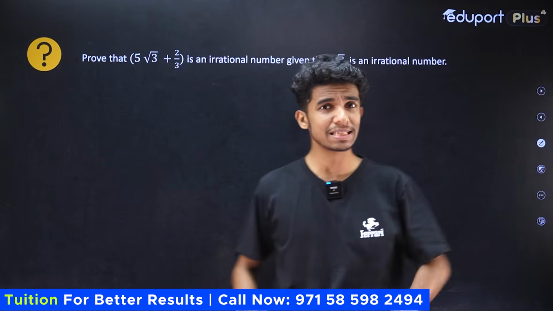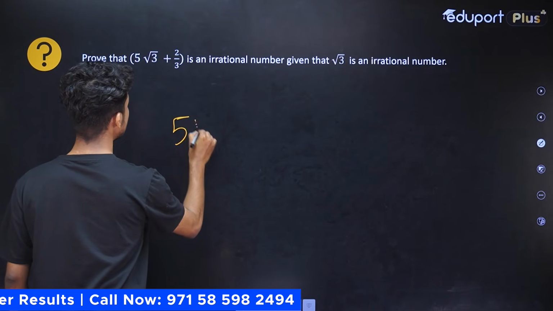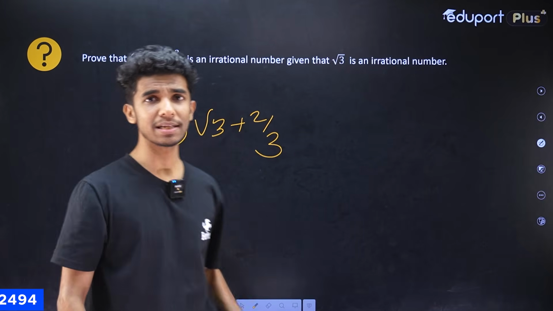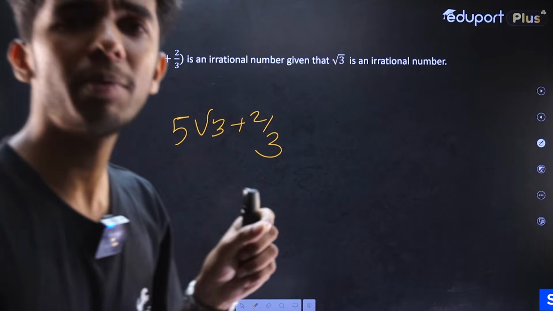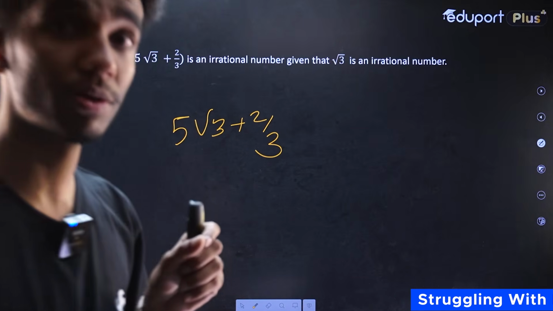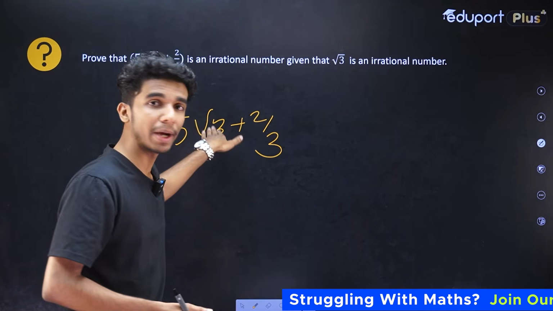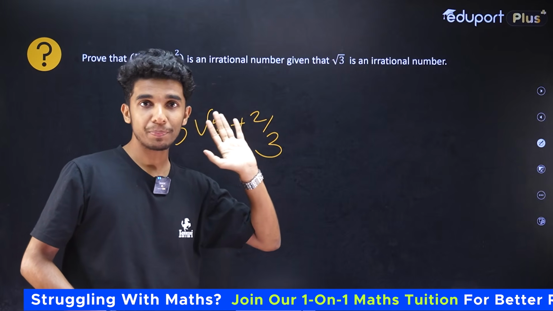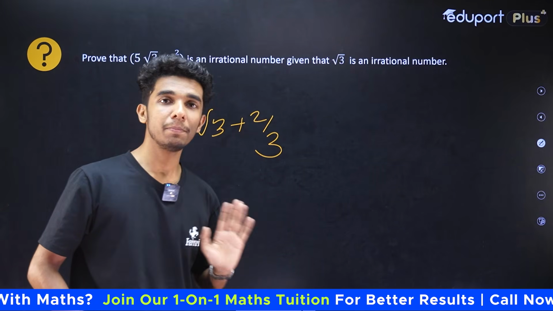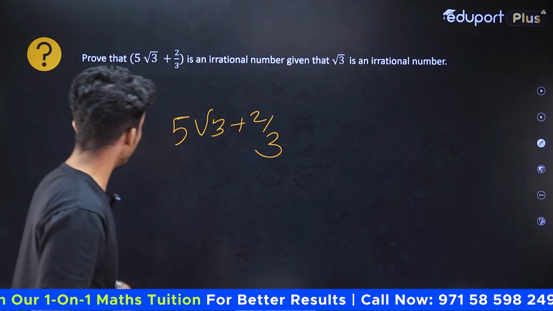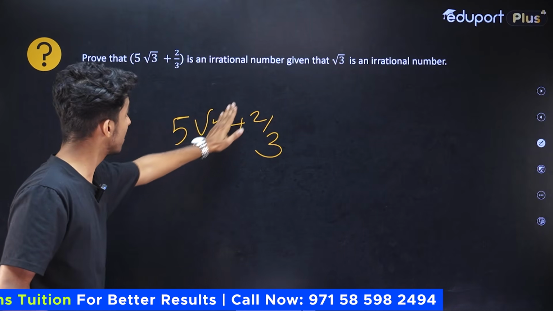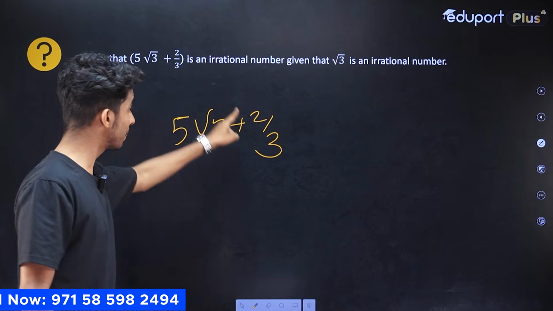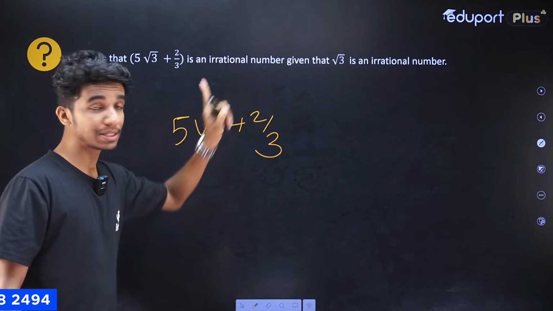You will have questions like 5 root 3 plus 2 by 3. Prove that it is an irrational number. How many minutes is it already? It is 36 minutes. I'm going to conclude with this problem and the general problems, and most of the PYQs we will do in a PYQ section. So last and final, 5 root 3 plus 2 by 3. I'm going to prove that 5 root 3 plus 2 by 3 is irrational.